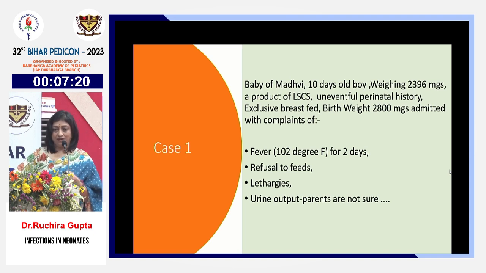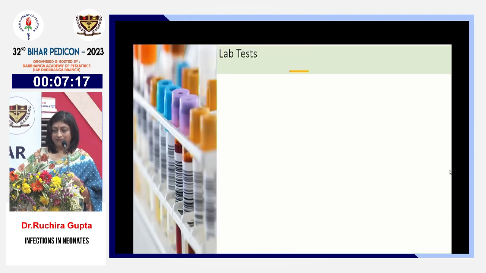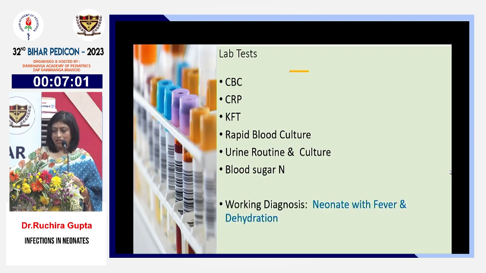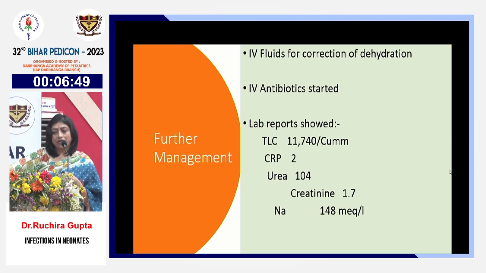What is the idea? What might we be dealing with? Anyway, we send lab tests in such cases. We sent CBC, CRP, KFT, rapid blood culture, and urine routine and culture. Blood sugar was done instantaneously. It was normal. The working diagnosis was neonate with fever and dehydration. Are we all okay with this? There is a weight loss. It's very clear-cut. IV fluids for correction of dehydration were given, IV antibiotics were started. TLC 11,740, CRP 2, but urea and creatinine were high, and sodium 148.